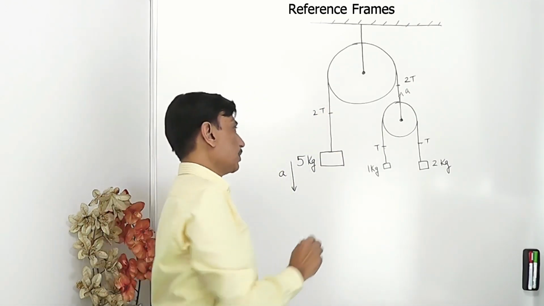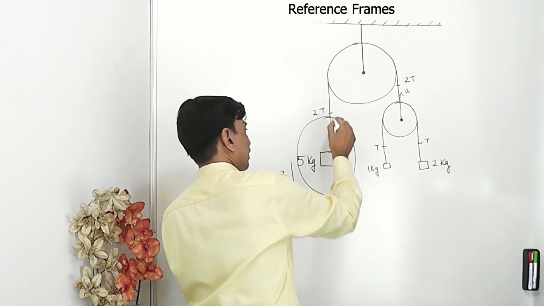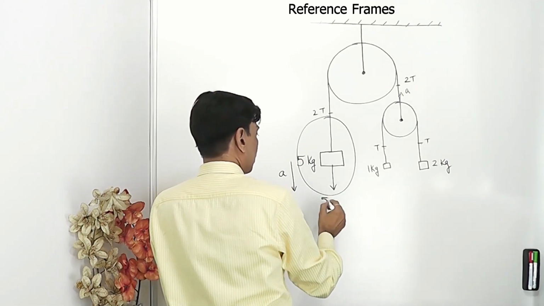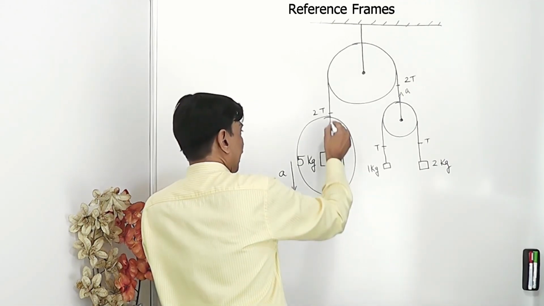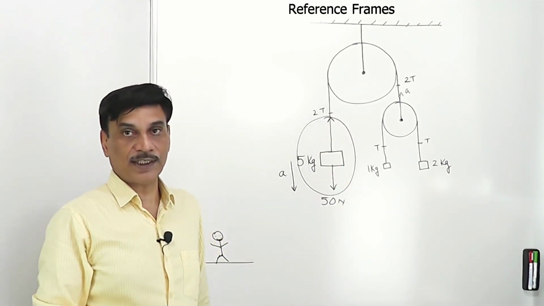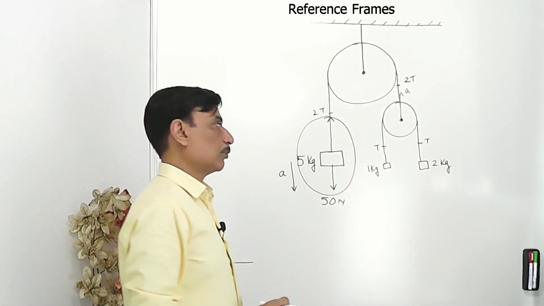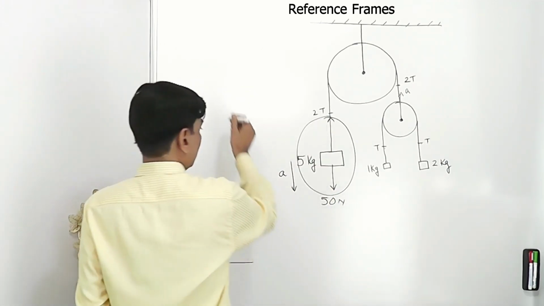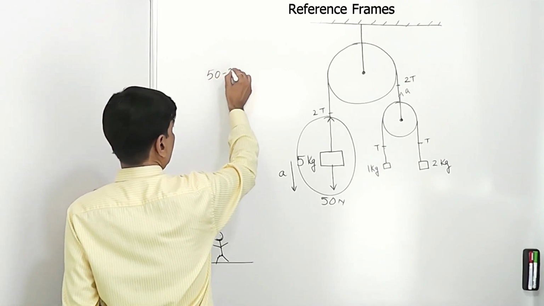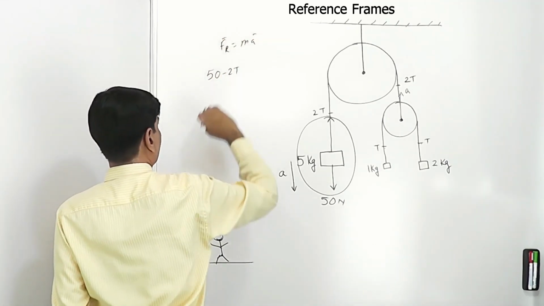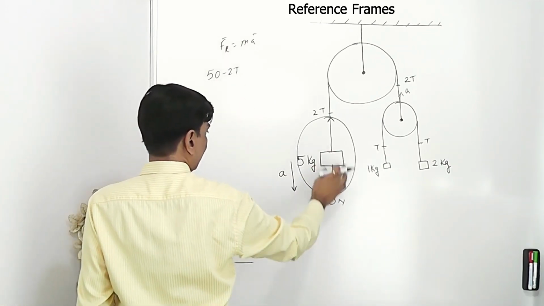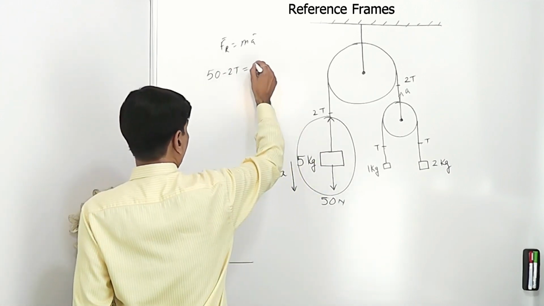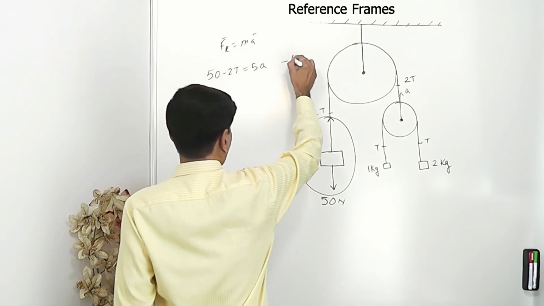Now let's draw the free bodies of these blocks. First let's draw the free body of this block. Over here we have a force acting this way, that is the weight of the body, 50 Newton. And over here 2T is the tension in the outward direction. When we take the free body, we consider tension always outwards. So the equation for this is 50 minus 2T. We are using net force equal to mass into acceleration. It is accelerating downwards, as we have taken. So 50 minus 2T is the net force, equal to mass 5 into acceleration. So this is equation 1 we get.